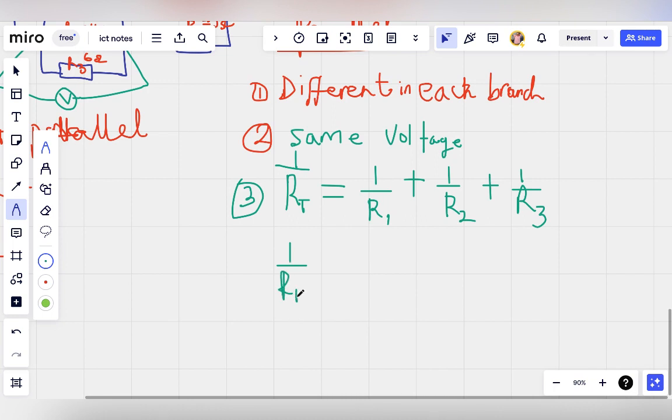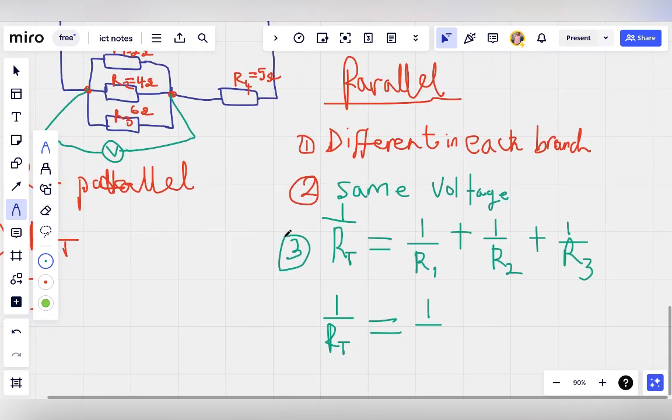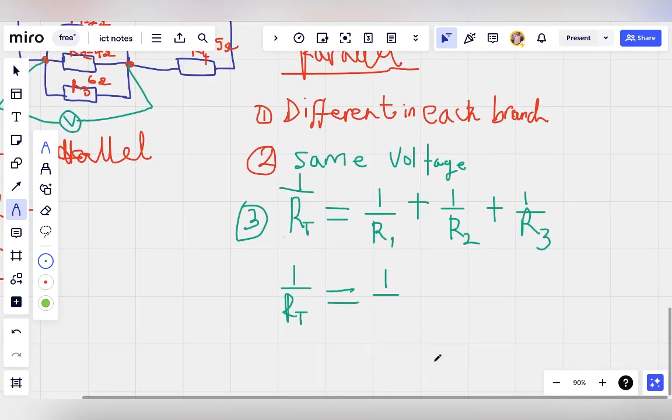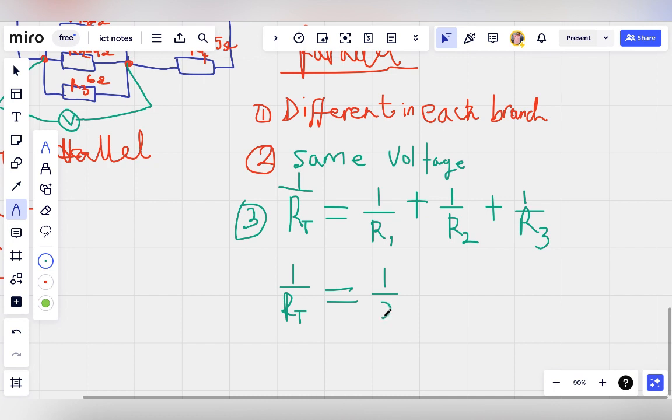1 over R total is equal to 1 all over R1. The value of R1 was 2 ohms, so we say 1 all over 2, plus 1 all over 4, since the value of R2 is 4, plus 1 all over 6, since R3 is 6.